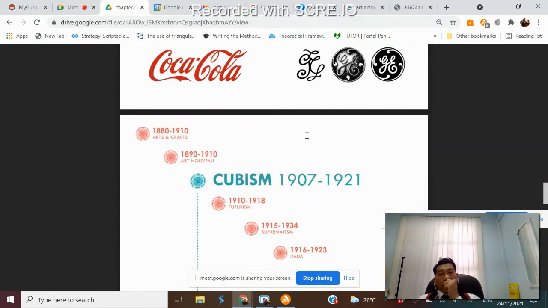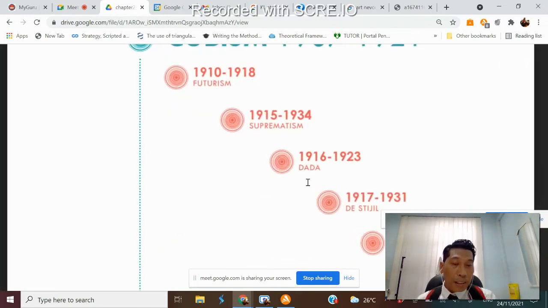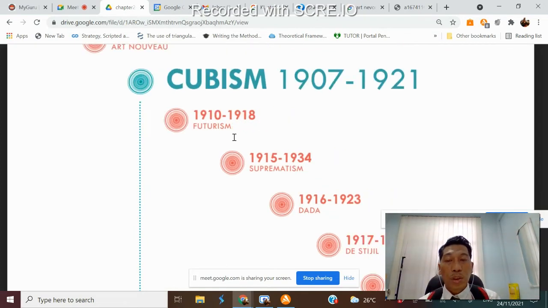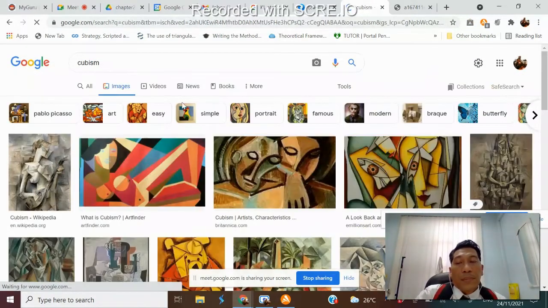And back in Cubism, the Cubism era is 1907 to 1921. This is the era of, as you can see, Dada, Bauhaus, Futurism. So if you Google Cubism, it was really familiar with Picasso.